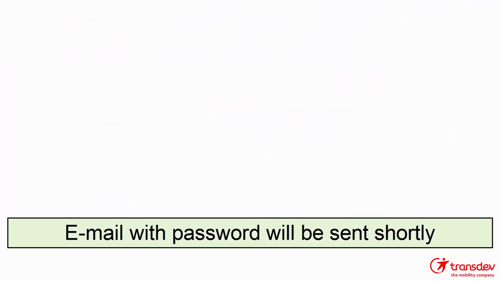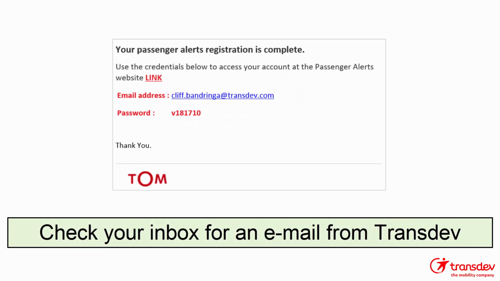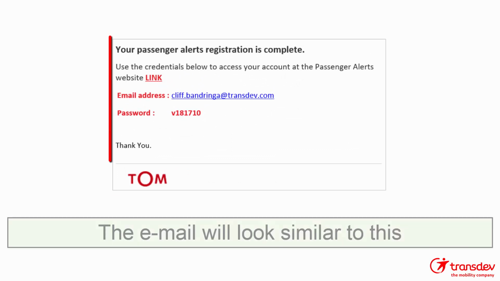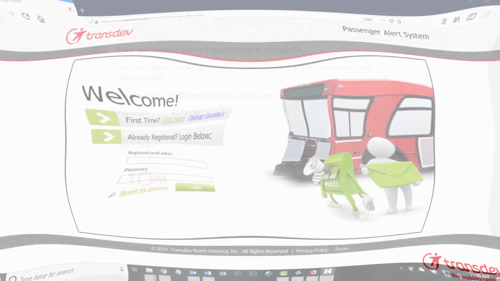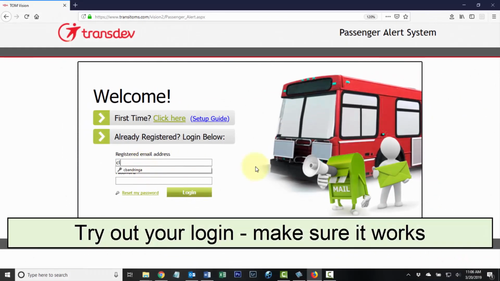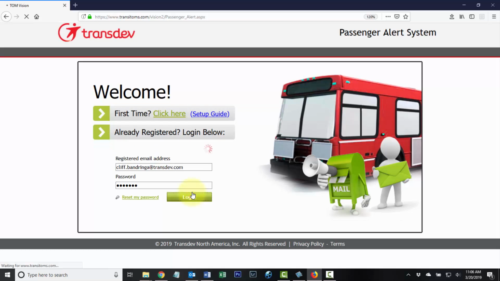In a few moments, you'll receive an email with your password. So check your email inbox and look for it. The email will look something like this. Here's my password. Now that you know your password, go back to that login page, type in your email address and the new password, click on the login button, and voila! You'll see this web page.